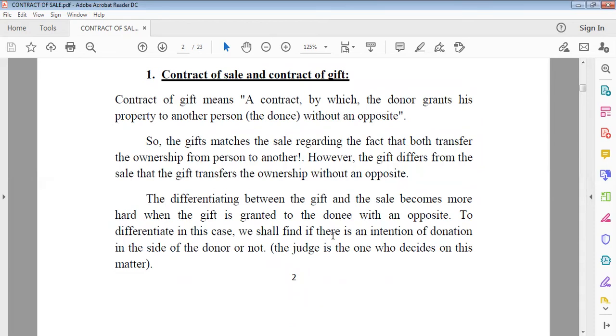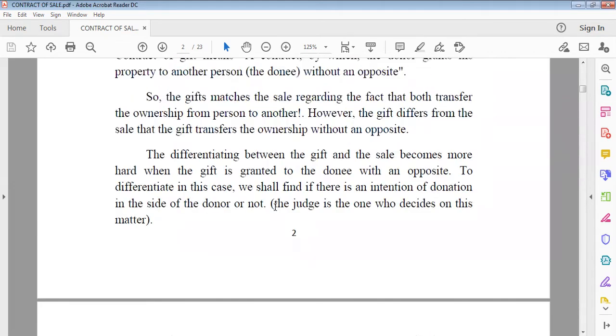Or also we have said the differentiation between them becomes more difficult when the gift is granted to the donee with an opposite. This is what I meant. Sorry, the previous case is not what I meant. This one is what I meant here.